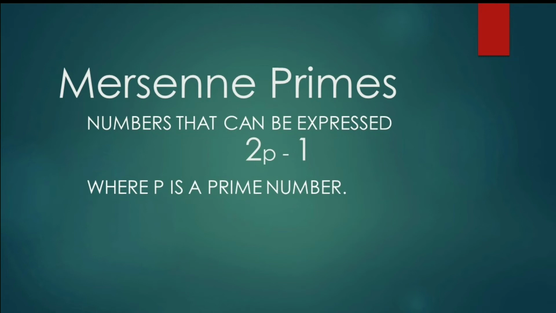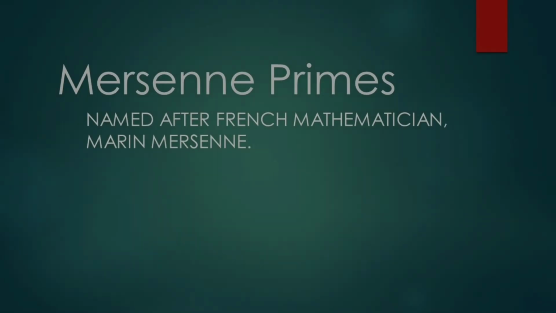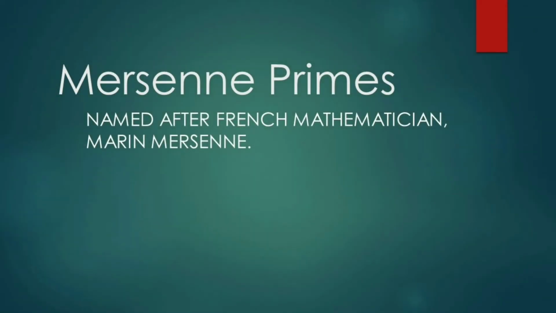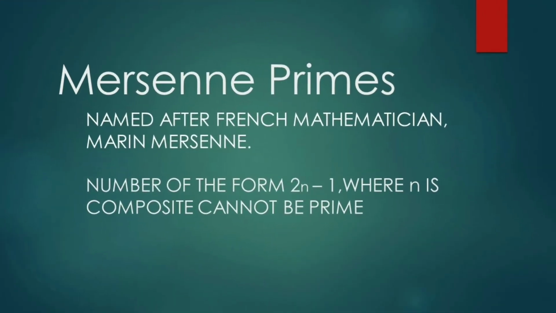Mersenne primes are numbers that can be expressed in the form 2 to the p minus 1, where p is a prime number. Not all numbers of the form 2 to the p minus 1 are prime, but those which are prime are known as Mersenne primes, named after French mathematician Marin Mersenne. Numbers of the form 2 to the n minus 1, where n is composite, cannot be prime.